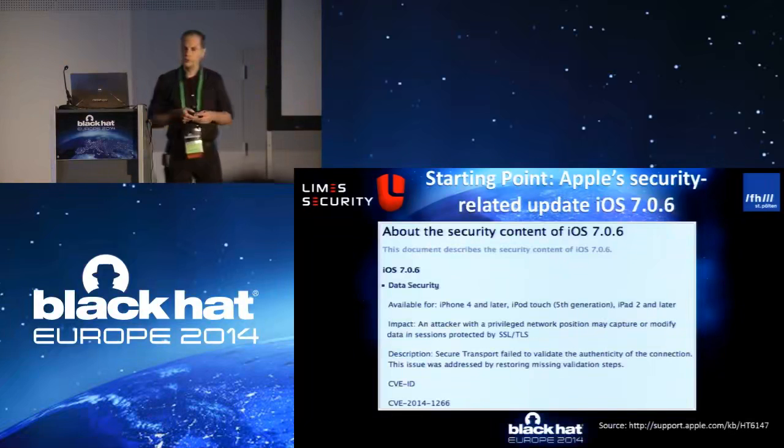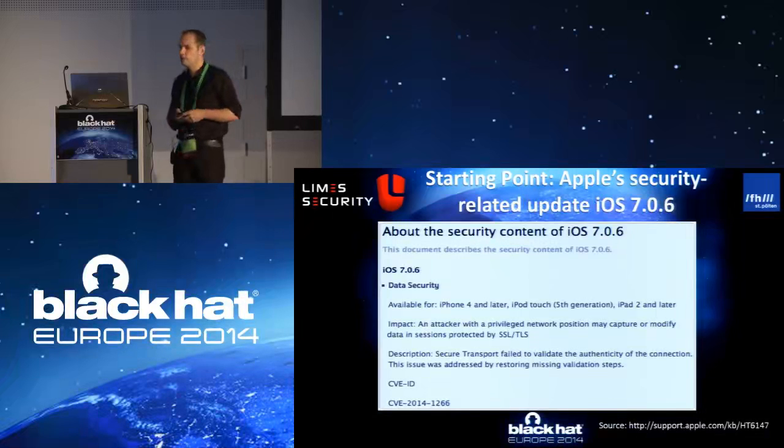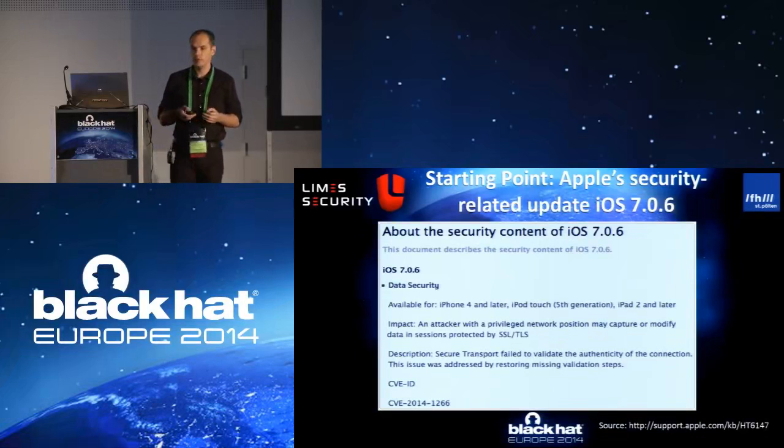I guess all of you who have an Apple device have read this security bulletin about the security content of iOS 7.0.6. If you go through it, it says something like there's a problem with data security. An attacker with a privileged network position may capture or modify data in sessions protected by SSL/TLS. When I was reading this, I was thinking, oh boy, this is already the worst case. And then it came even better: Secure Transport failed to validate the authenticity of the connection.